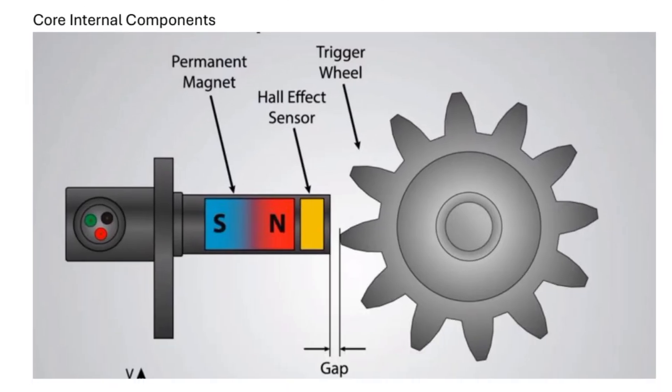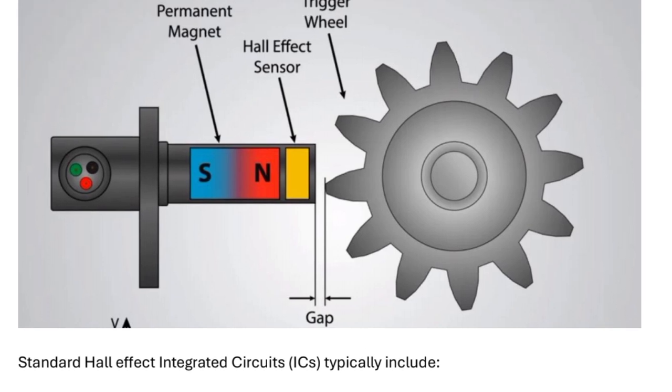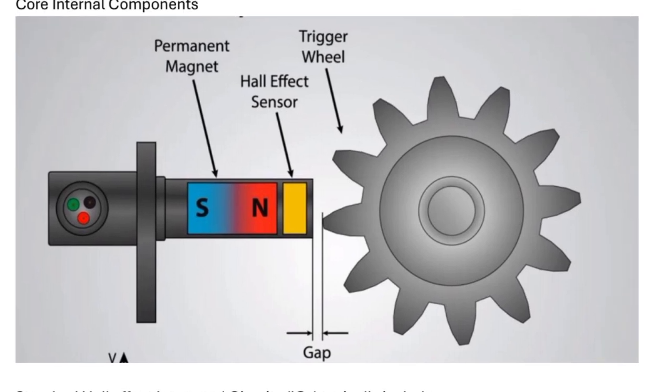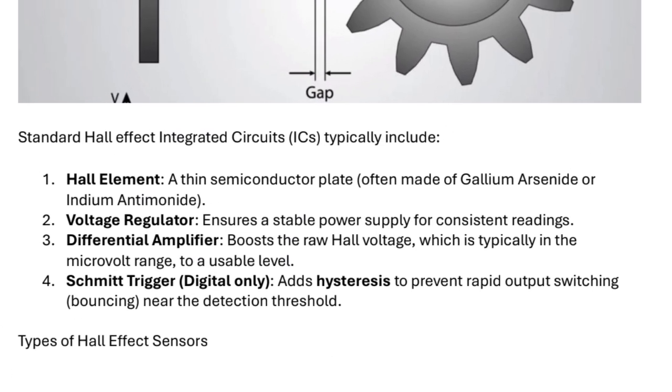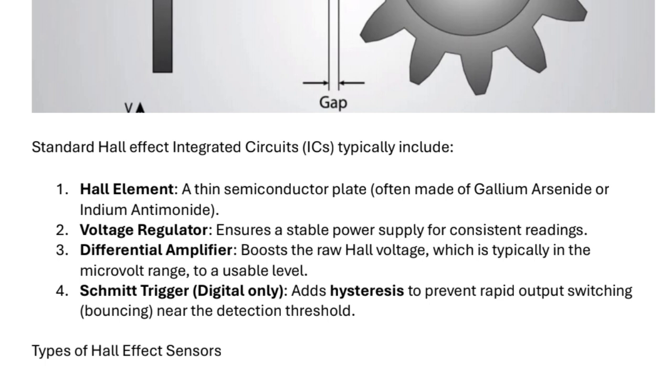Now see here how the Hall effect sensor is used. This is the real picture. See here, the permanent magnet we are placing, the Hall effect sensor, and the trigger wheel. Now the magnetic field energy is converted to electrical energy through this gap. This Hall effect sensor is normally called a Hall effect IC.